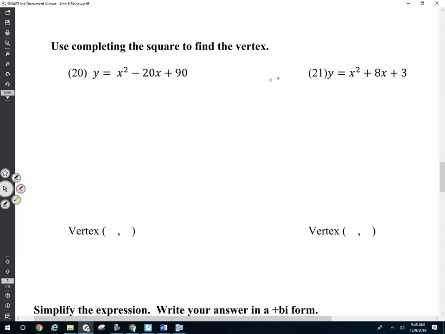So we're going to complete the square to find the vertex. It's the very same process, only instead of 0 equals and solving, we're going to turn our equation into an x minus h squared plus k, where the vertex is going to be at (h, k).